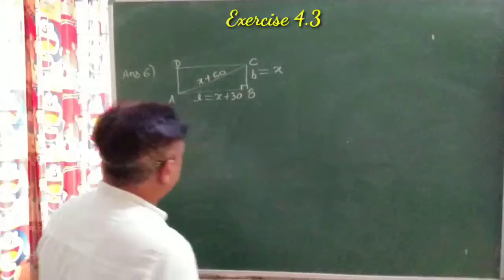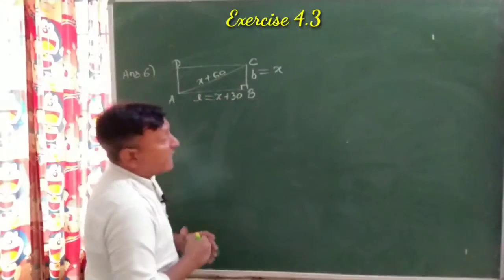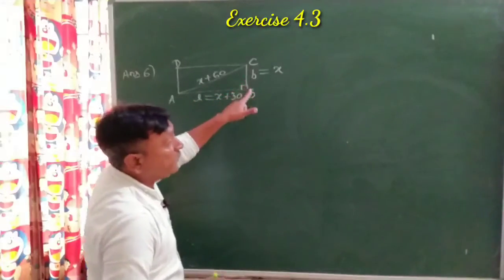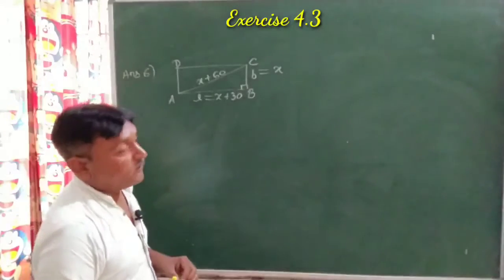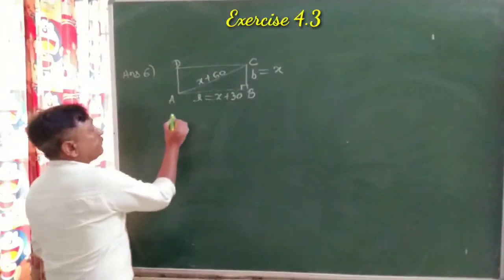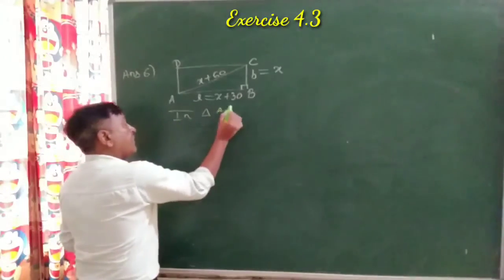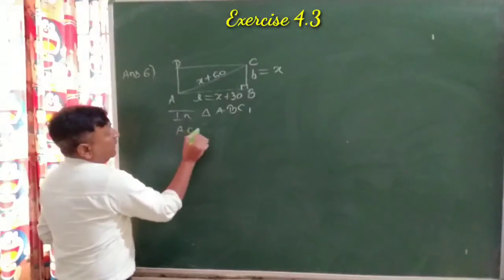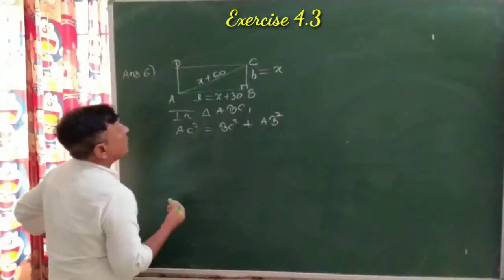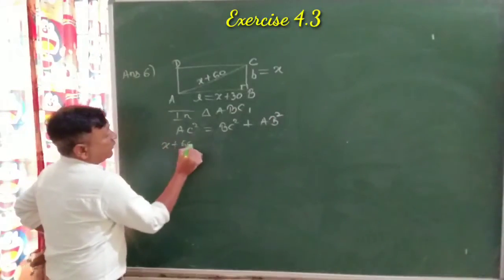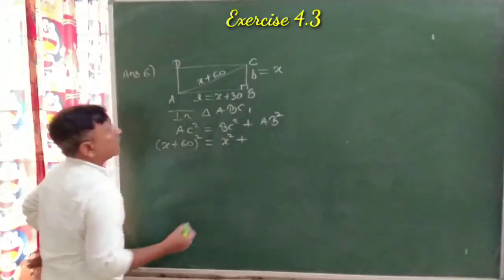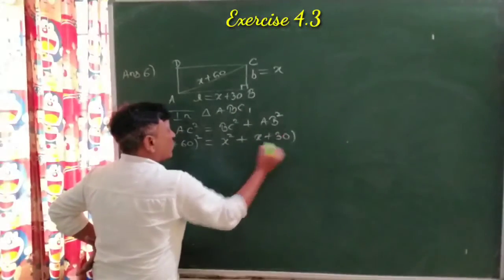So how to do it? It is a right angle triangle, so this is the base, this is the height, and this is the hypotenuse. Do all three have some relation? Yes. We can relate these three by the Pythagoras theorem. In triangle ABC, AC² = BC² + AB². So what is AC? (x + 60)². What is BC? x². And what is AB? (x + 30)².